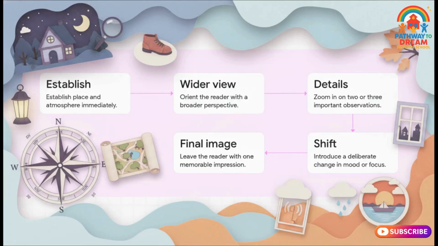To manage your time effectively, think of your paragraph organization as controlling a movie camera. You want a flexible 5-step structure to guide the reader's viewpoint. First, establish the atmosphere immediately. Second, pan out for a wider view of the scene. Third, zoom in on a few selected details. Fourth, introduce a deliberate shift. Maybe the light changes or a sound interrupts the silence. And finally, end on one highly memorable image. It smoothly guides the reader rather than jumping around randomly.